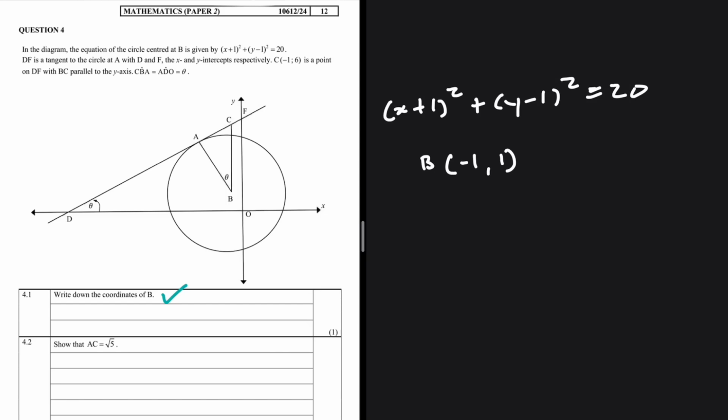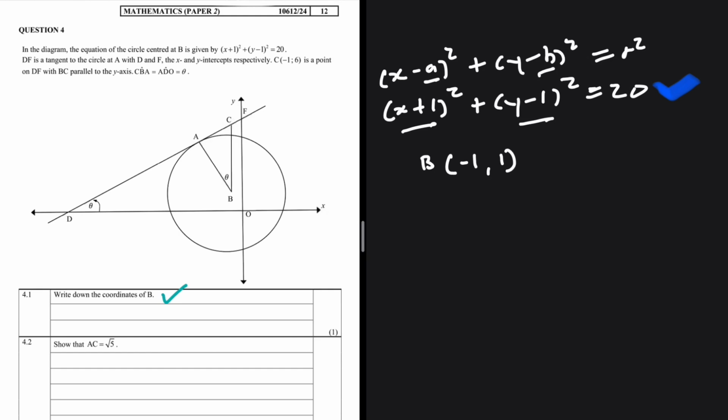Because the general form of the equation of the circle that we're using goes as follows: (x − a)² + (y − b)² = r², where a is the x value and b is the y value at the center of the circle. So it will be easy to see here that for you to get x + 1, a needs to have been −1, and for you to get y − 1, b needs to be equal to 1. Hence, we are seeing that the coordinates of B is (−1, 1).